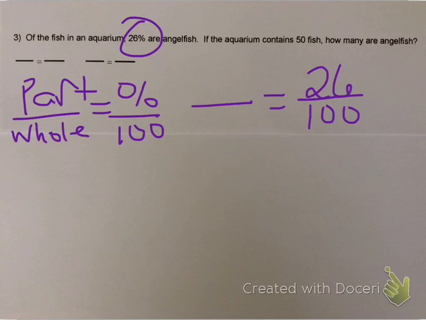Okay? Then we have the aquarium contains 50 fish. Would that be my part or my whole? 50 fish, we want to know how many are angelfish. 50 is my whole, so that's going to go here. I'm looking for my part. Which part of the 50 are the angelfish? There is your proportion. Okay, we're going to solve that.